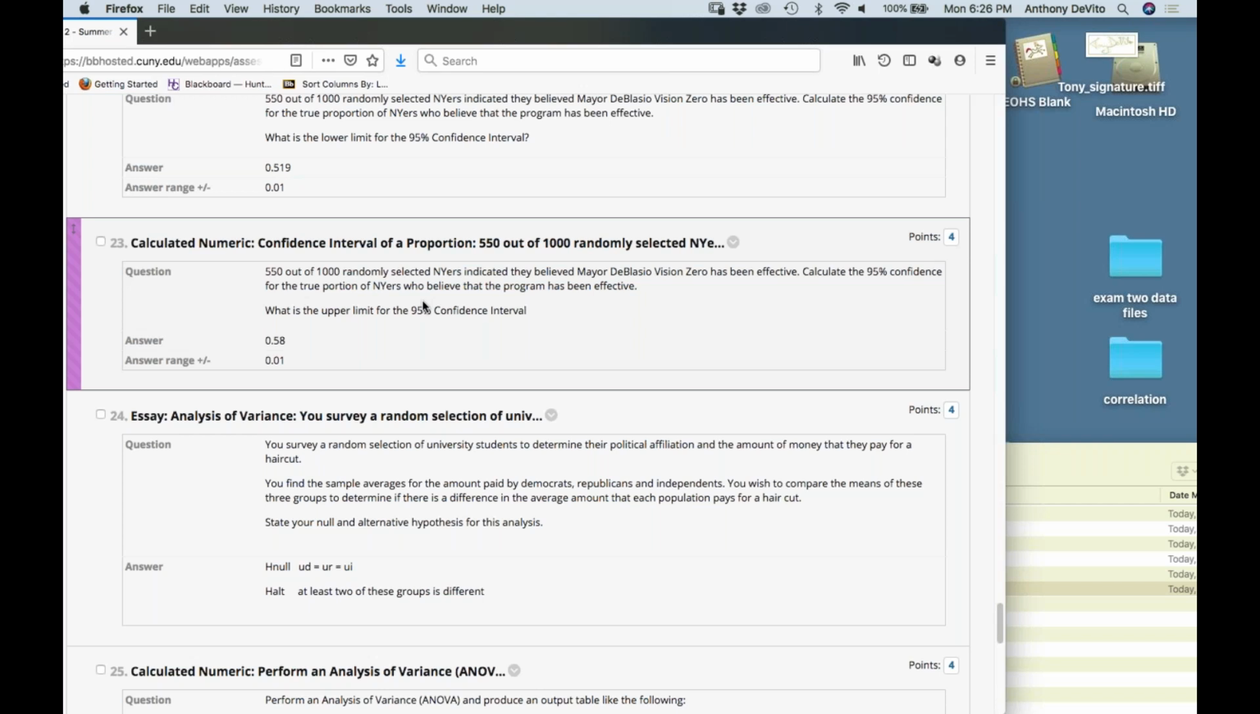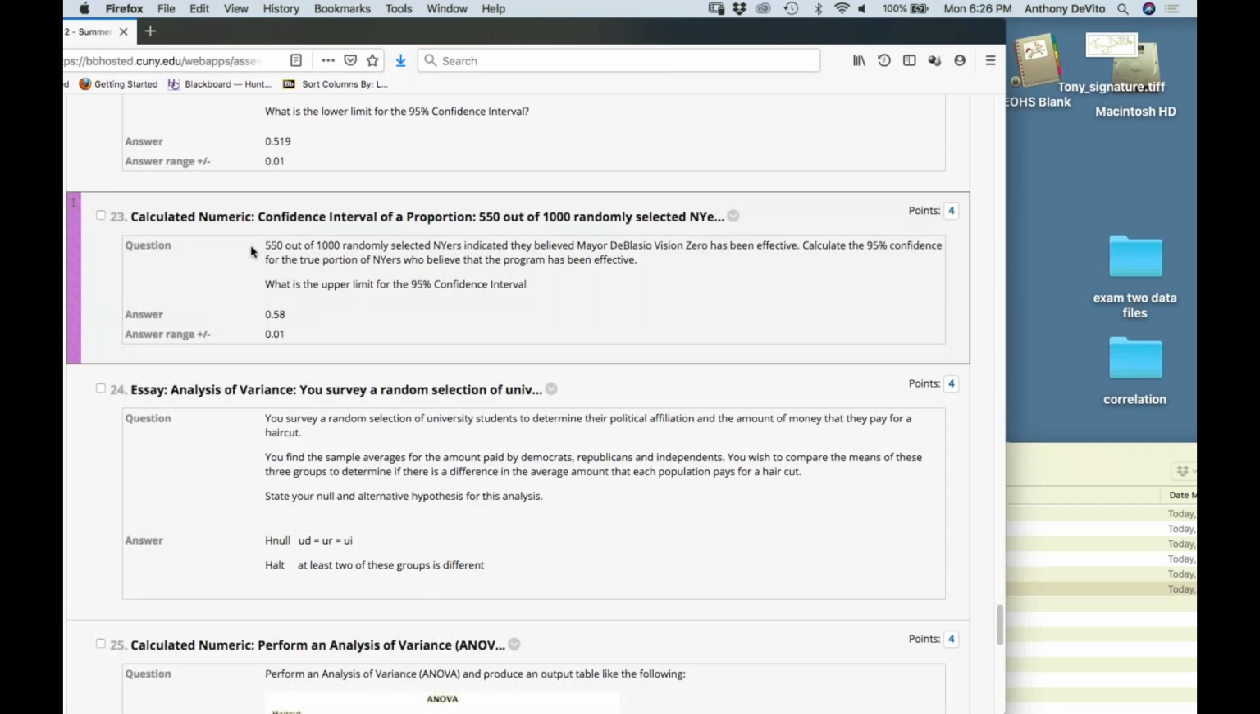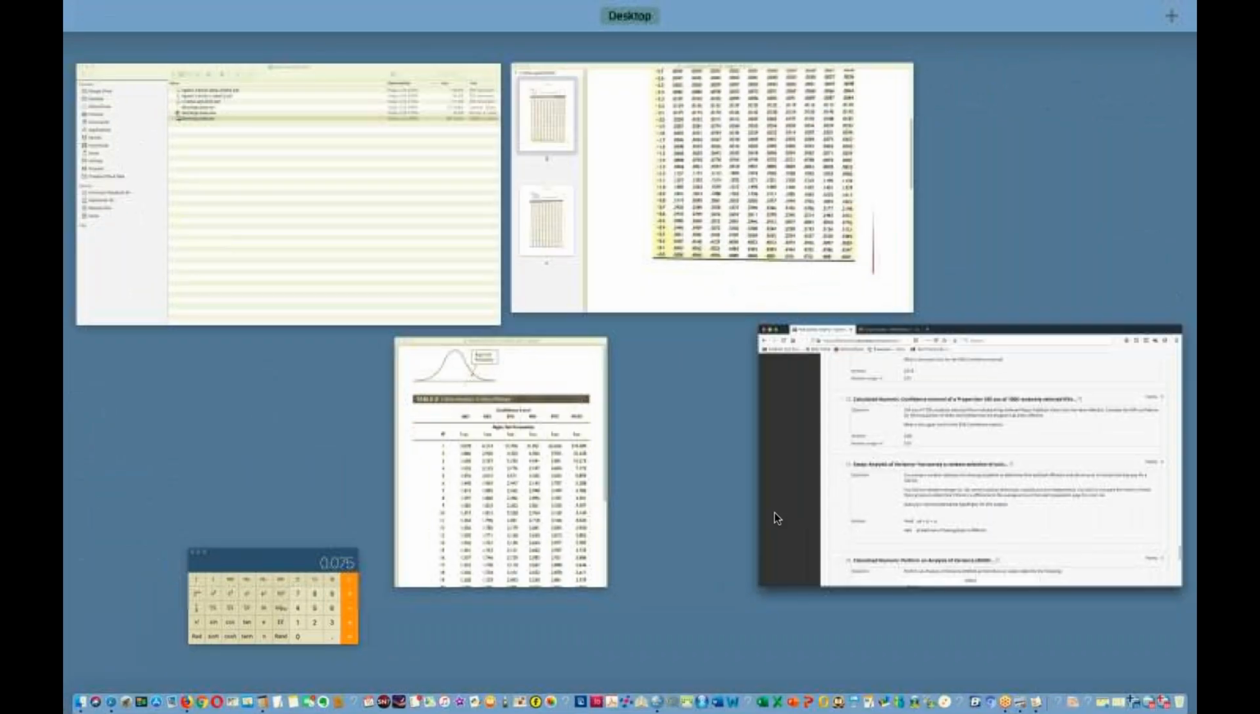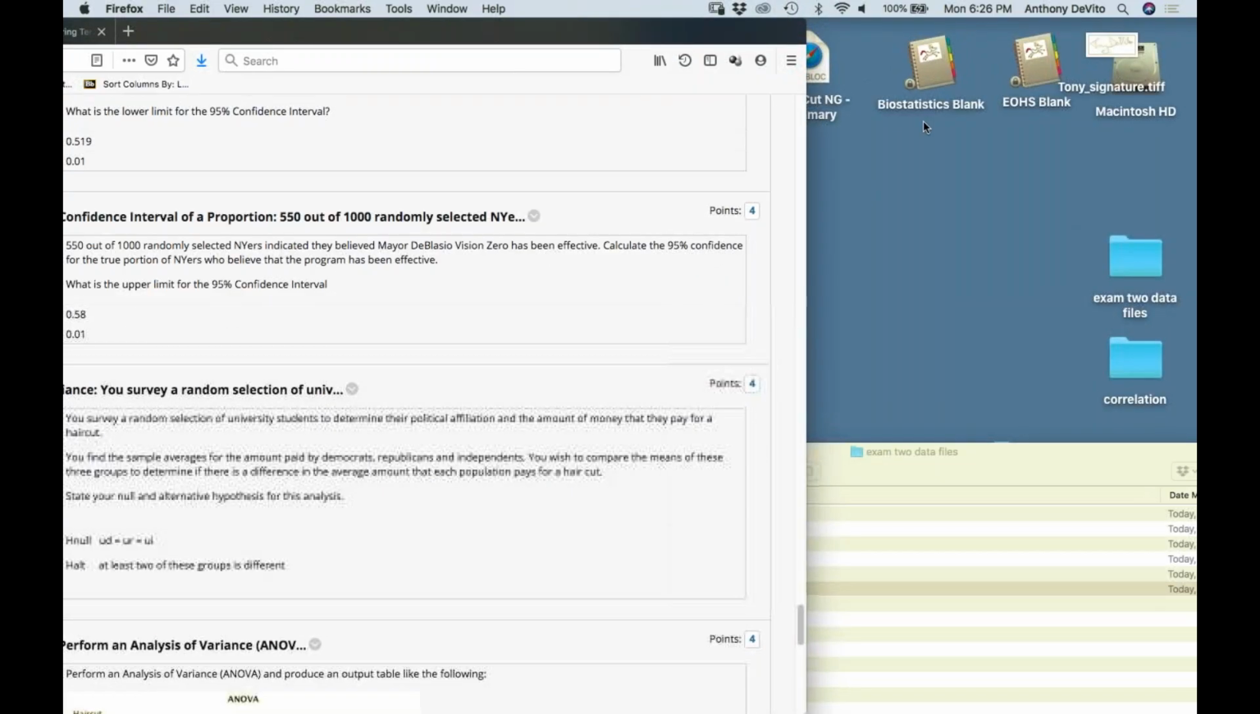calculate a confidence interval. So our p-cap value, the proportion of our sample that say yes, is 550 out of 1,000, or 0.55. But now we want to calculate a confidence interval for that proportion. We want to know the confidence interval for the true population proportion. Let's give this a try now. Okay, I don't have a blank sheet, so I'll open one up.